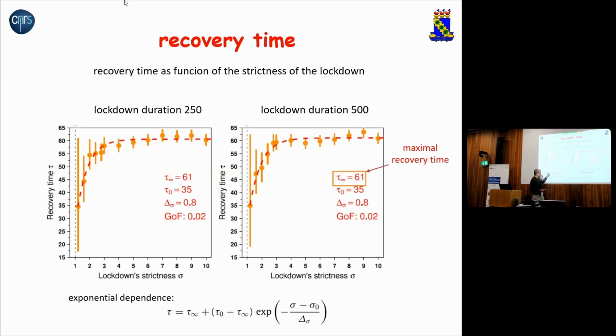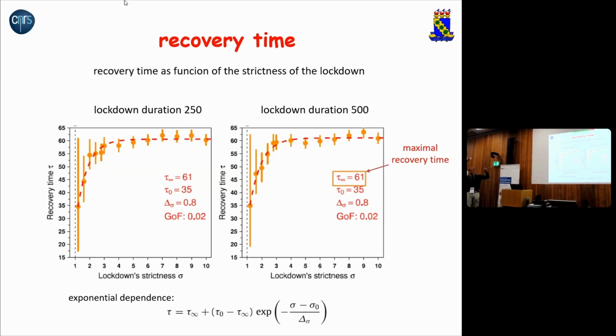You see that if you increase the strength of the lockdown, in the beginning, for small strength, you have a very strong effect on the, let's say, recovery time, but then there will be a maximum. That means after a certain amount of strength, if the lockdown is too strong, then the effect on the recovery time will not be visible anymore. You have potentially a given recovery, which is the recovery that happens after a very, very strong lockdown. So this is like this value of T infinity.